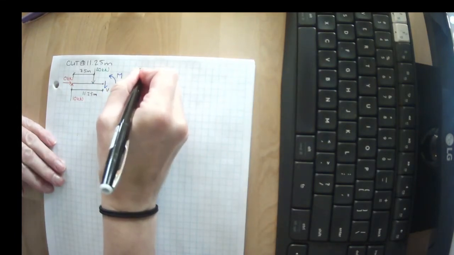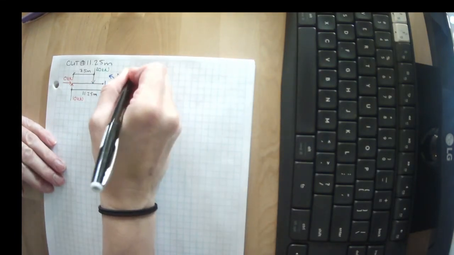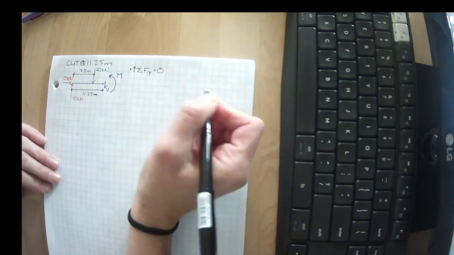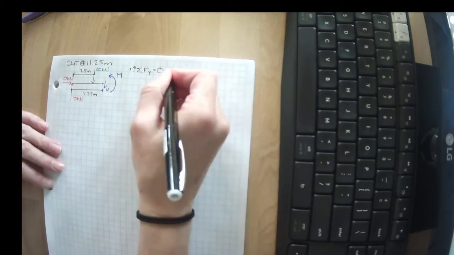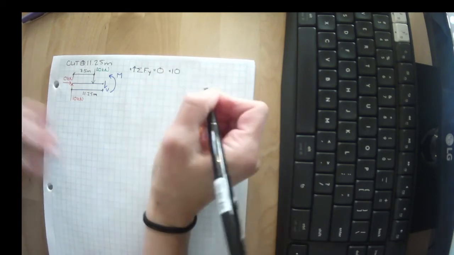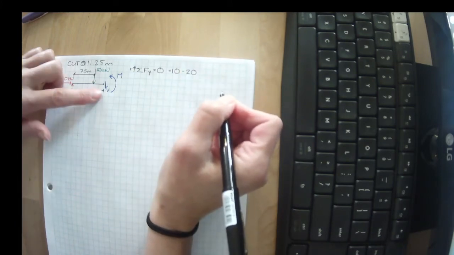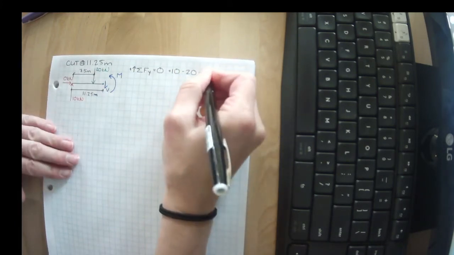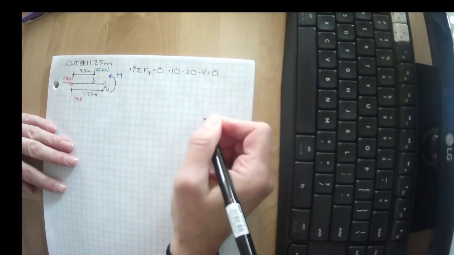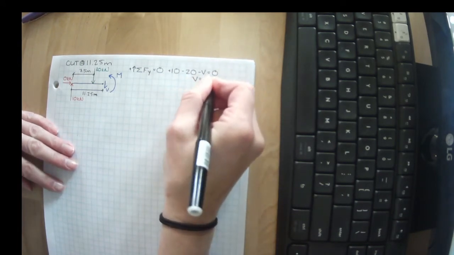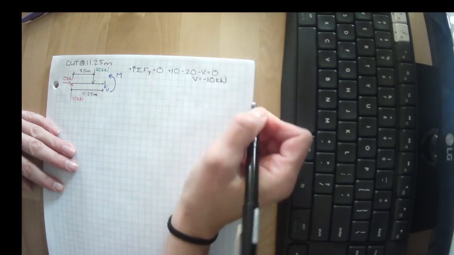Let's sum our forces in our y direction, where everything upwards is positive. We've got 10 kilonewtons upwards, 20 kilonewtons downwards, and we've got our unknown shear downwards. We rearrange this, and V equals minus 10 kilonewtons.